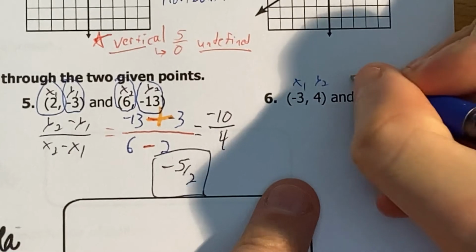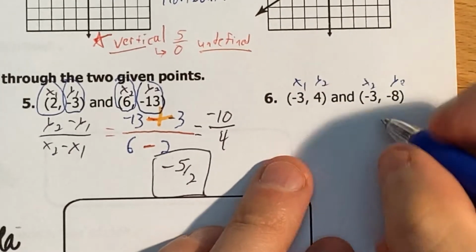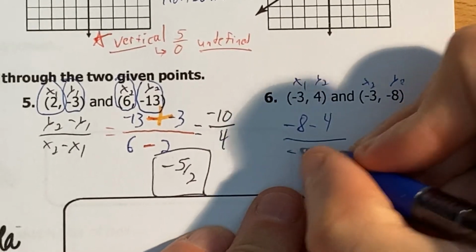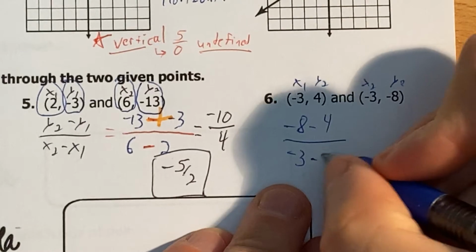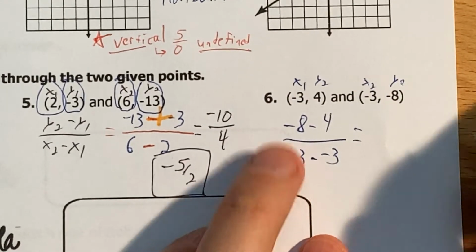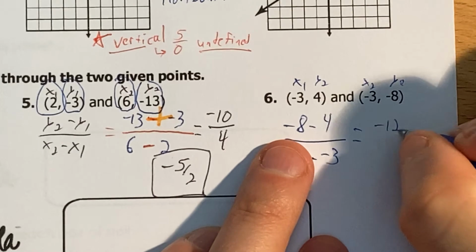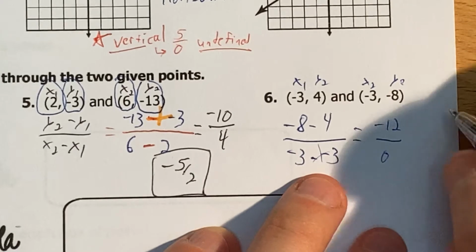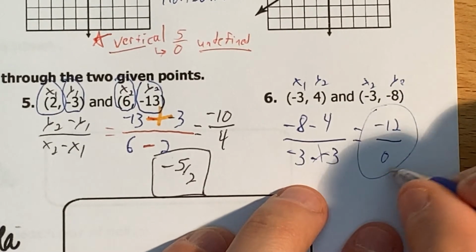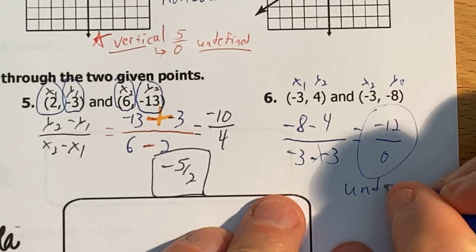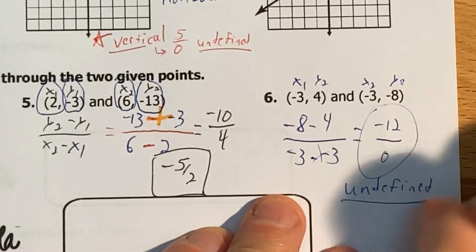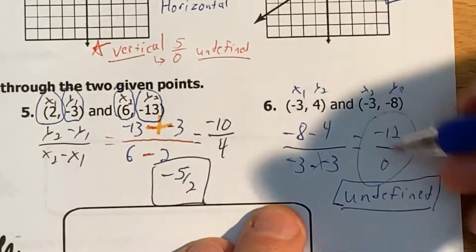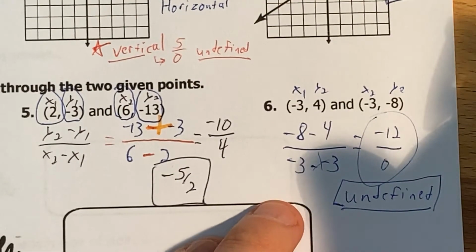Okay. So you should end up with -8 minus 4 over -3 minus -3. So -8 minus 4 is -12. And -3 minus -3, that's like a plus, so you'd get 0. Since you cannot divide by 0, the answer is undefined. Which I mentioned up here, right? If it's over 0, then it's undefined. This one was -12 over 0, so it's undefined.